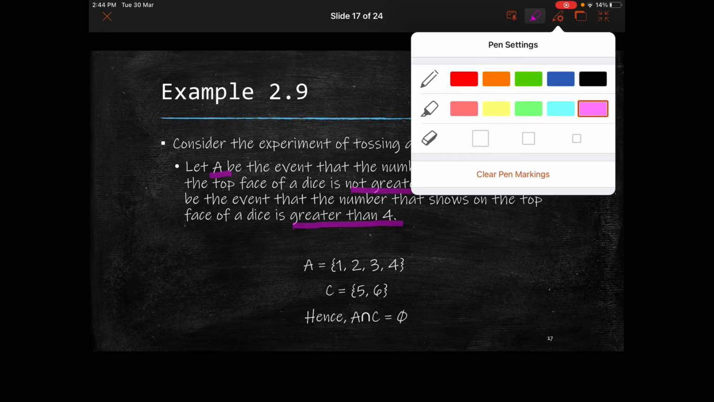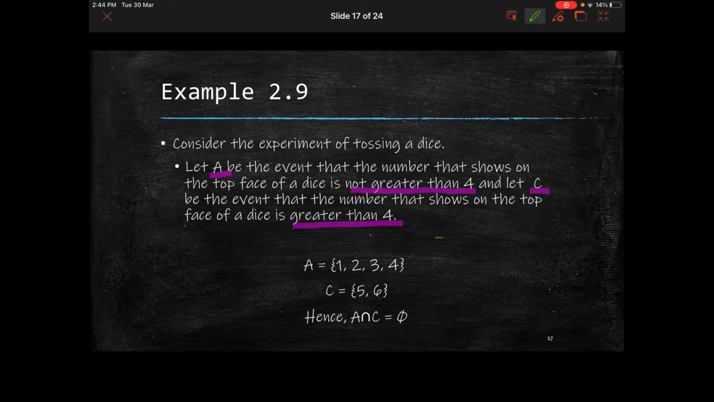If we draw a Venn diagram with a sample space of all numbers on a dice, we have event A with numbers 1, 2, 3, 4 inside, and then we have event C with 5 and 6. So there's no element in common for both events.